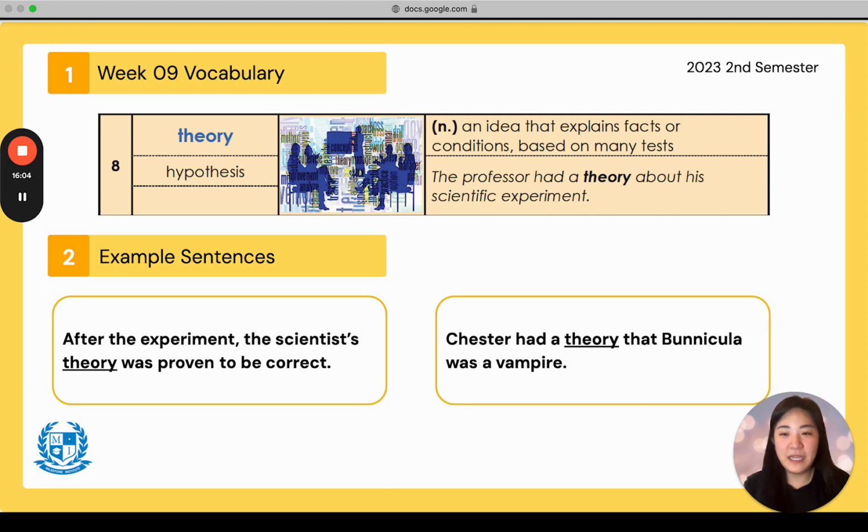Good. Example 1 at the bottom. After the experiment, the scientist's theory was proven to be correct. So I had this idea, and after all of these experiments that I've done, my theory was correct. My idea was right because of my results of the experiment. Number 2, Chester in Bunnicula had a theory that Bunnicula was a vampire. So Chester had this whole idea that Bunnicula was a vampire because of X, Y, and Z that he had seen happen.